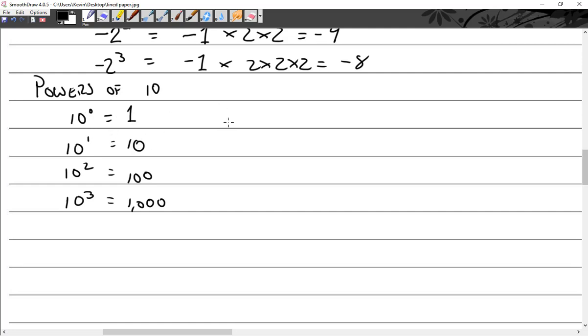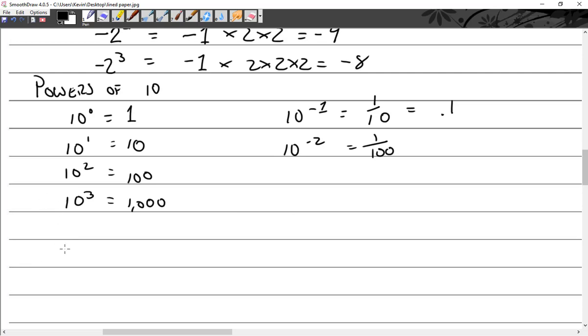0 becomes 1. Now, 10 to the negative 1 is, remember, 1 over 10, which equals 0.1. So 10 to the negative 2 is 1 over 100, and so on.